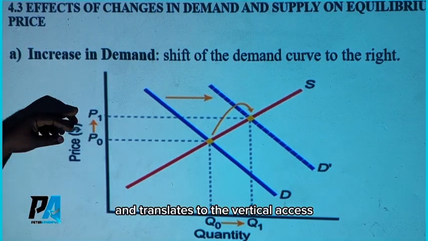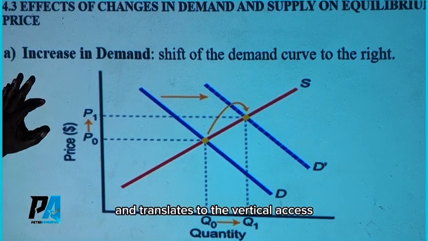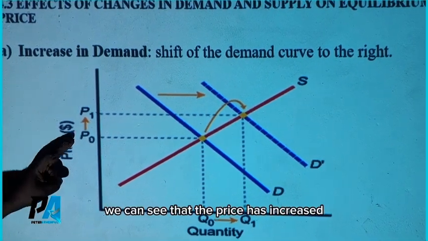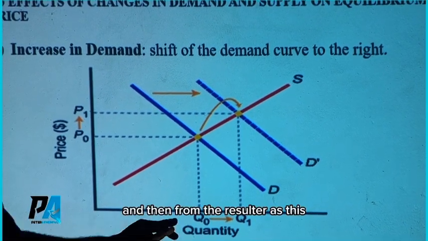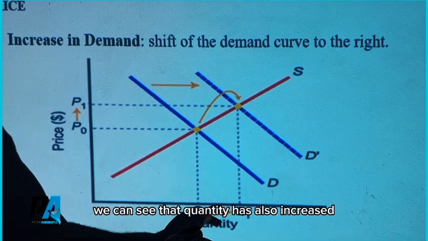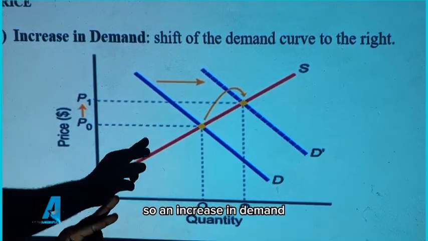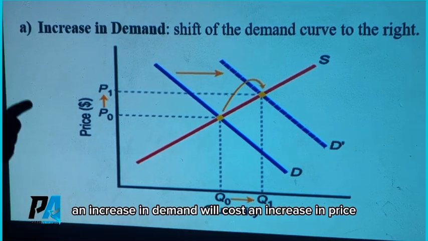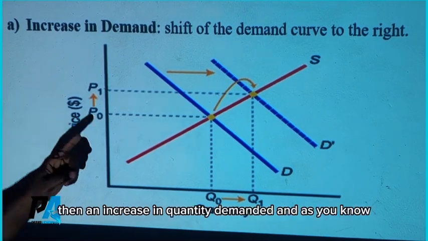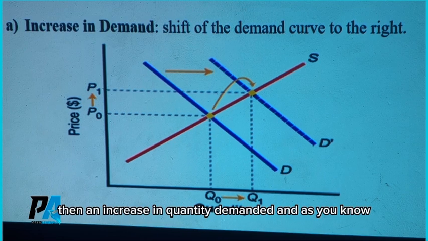And tracing it to the vertical axis, we can see that the price has increased. And then from the horizontal axis, we can see that quantity has also increased. So an increase in demand will cause an increase in price and then an increase in quantity demanded.